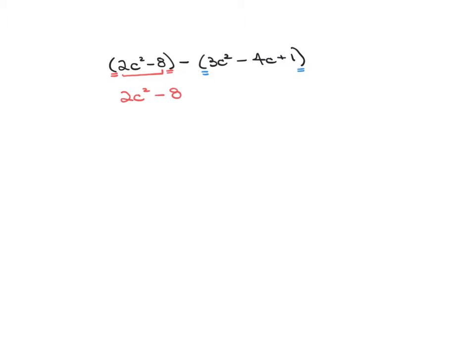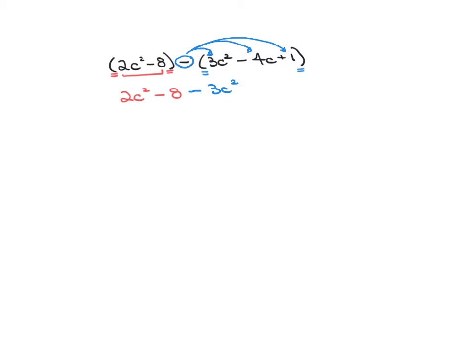Now, since we can't combine those because they're not like terms, to get rid of these parentheses we need to take this subtraction and distribute it to each of the three terms in that trinomial, in that polynomial. So what that means is we're going to subtract 3c squared.